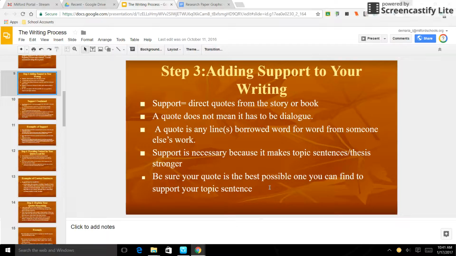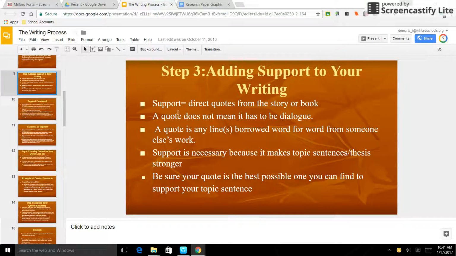I'm talking to you today about adding support and quotes to your graphic organizer that you will eventually use in your research paper. This is just a quick refresher. You've already taken these notes. They're actually on guided notes that should be in the writing section of your binder. I just want to do a quick refresher.